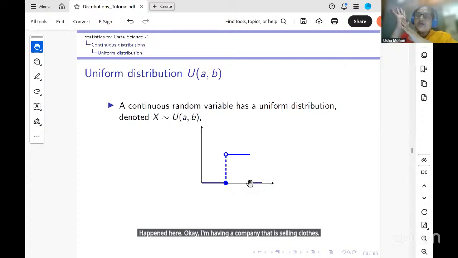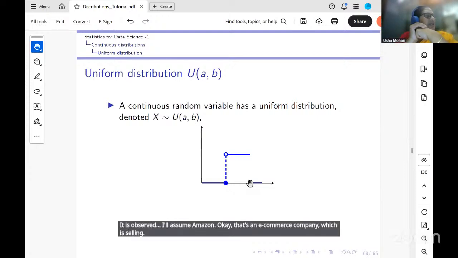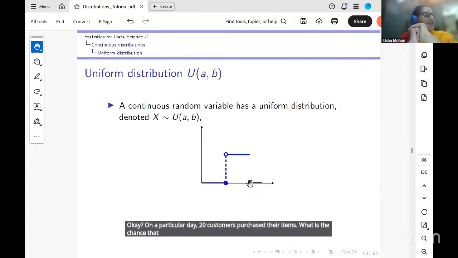Assume Amazon, an e-commerce company which is selling clothes. It is observed that 10% of the customers return items. On a particular day, 20 customers purchase the items. What is the chance that exactly 5 customers will return the items? What is the distribution that you would use?